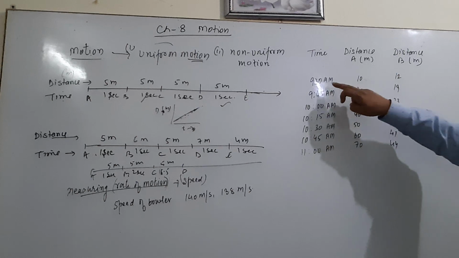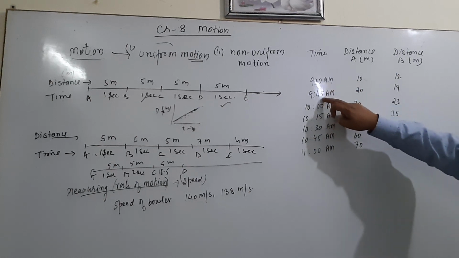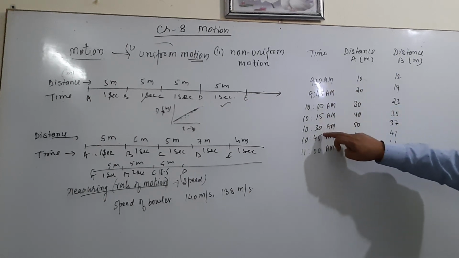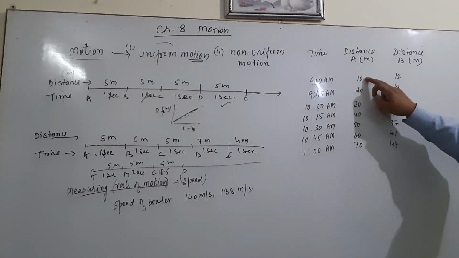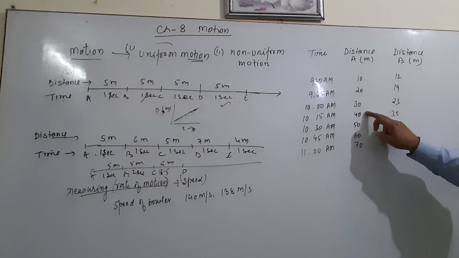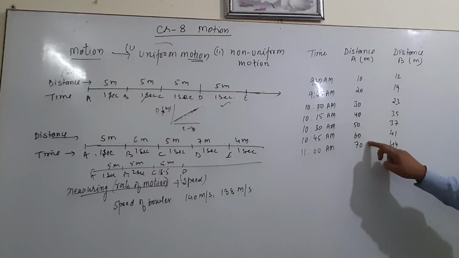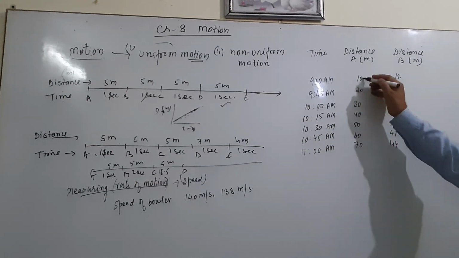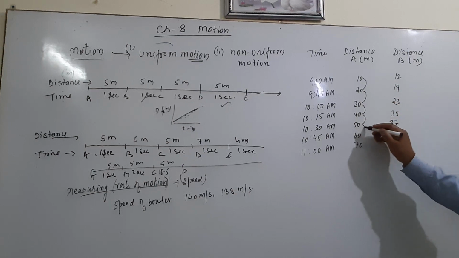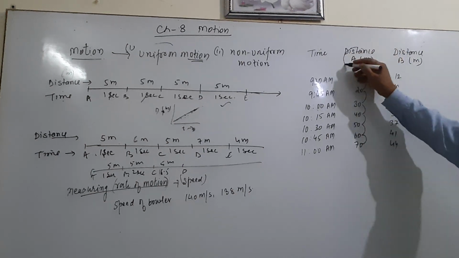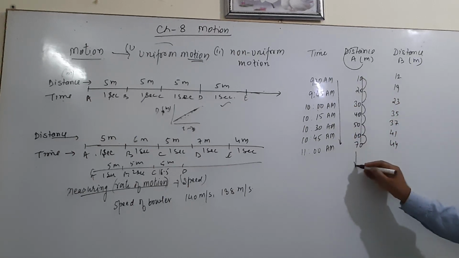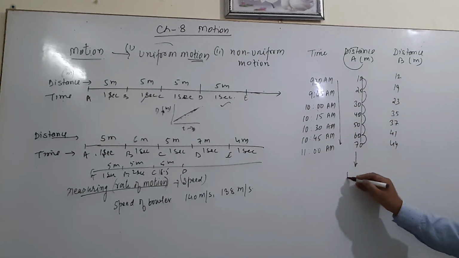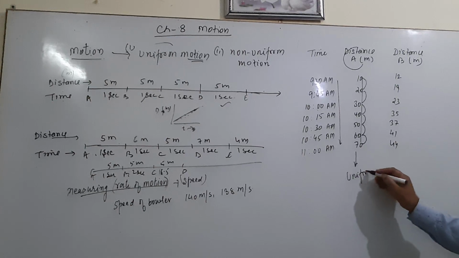Here the time gap is the same, 15 minutes each time, and the distance is 10 meter, 20 meter, 30 meter, 40 meter, 50 meter, 60 meter, 70 meter, and the distance between 2 points is the same. It means A covered equal distance in equal intervals of time, therefore it has which motion? Uniform motion.